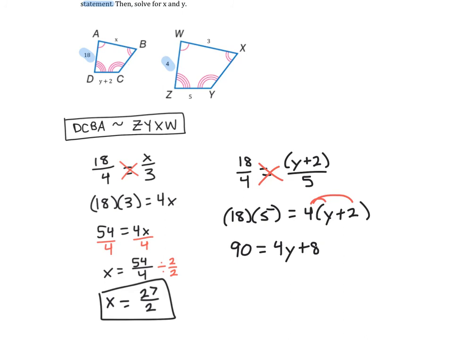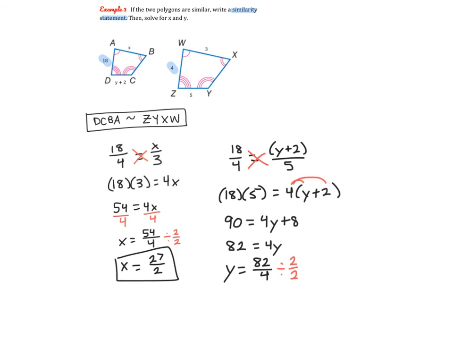So I'm going to subtract 8 from both sides. 82 equals 4Y. So Y equals 82 over 4, which we need to simplify. So I'm going to divide the numerator and denominator by 2. And we get Y equals 41 over 2.